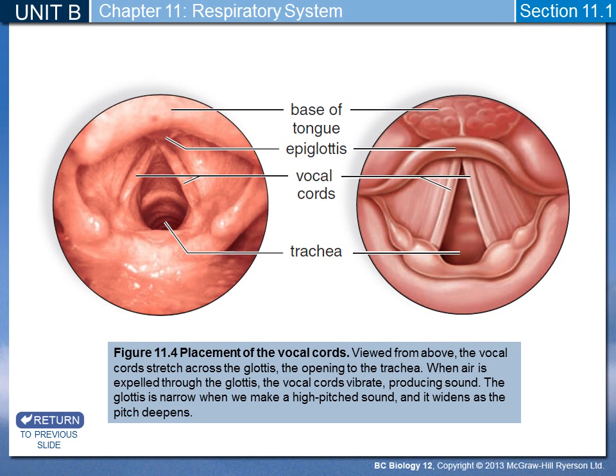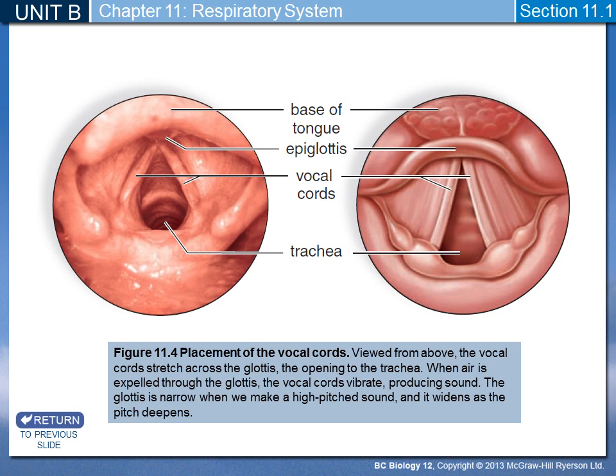If you take a look from above, vocal cords stretch across the glottis. This is down below the epiglottis, and they go across the opening of the trachea. When air is expelled, when it's pushed out through the glottis, the vocal cords vibrate, and that's what actually produces the sound for our speech.